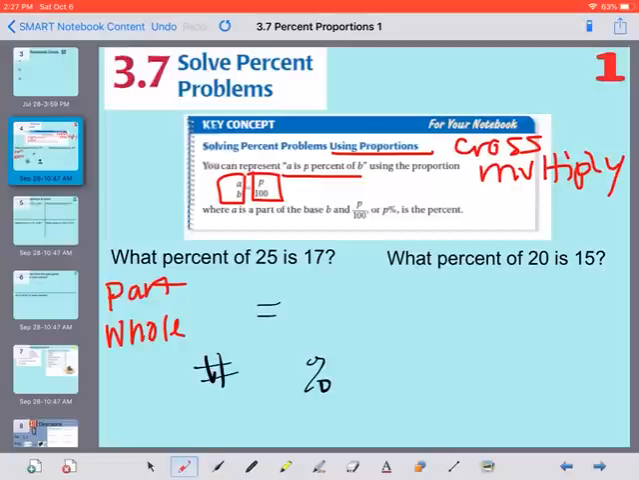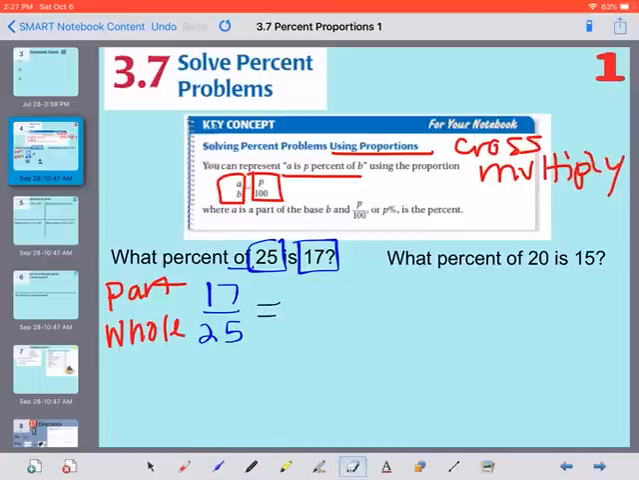So first, let's take a look here. It says, what percent of 25 is 17? So the whole number is 25, part is 17. What percent of 25? When it says of, that usually tells you it's the total. What percent of 25 is 17? So what percent are we looking for is what we're trying to figure out. Out of what whole percent? Out of 100% total?